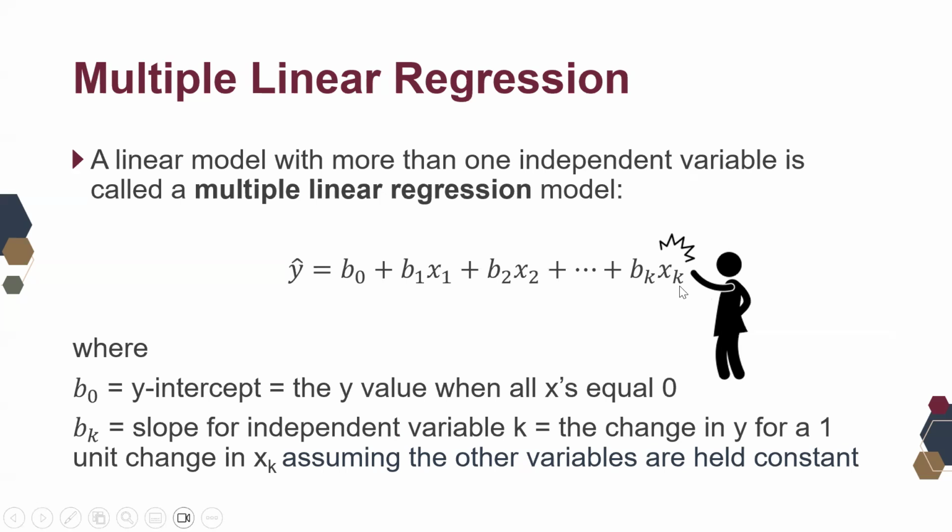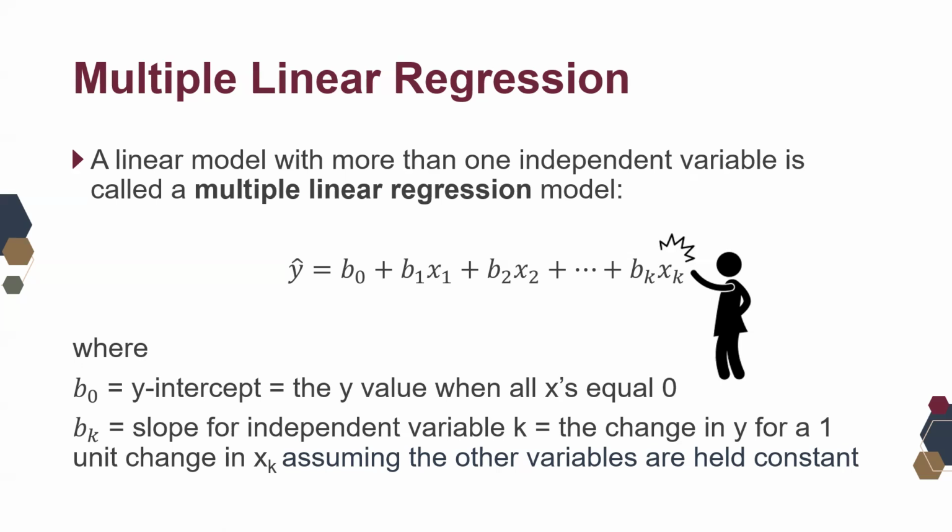For example, if you had 5 x variables, you'd have 5 slopes and 5 x's. If you had 3 x variables, you'd have 3 slopes and 3 x's. The k here just means it can be any number you need to use for your data set.